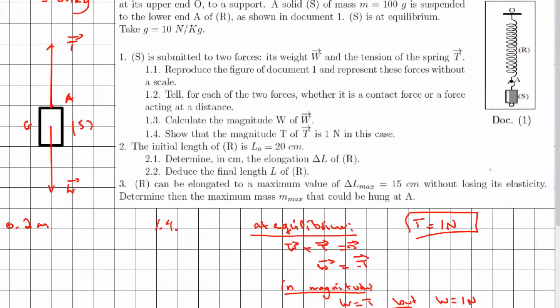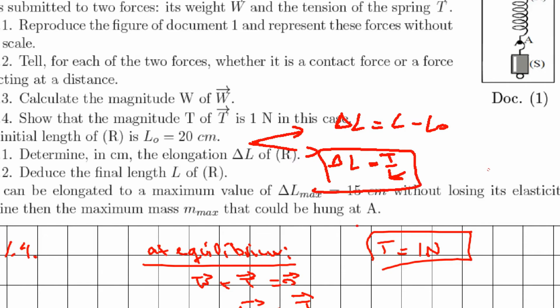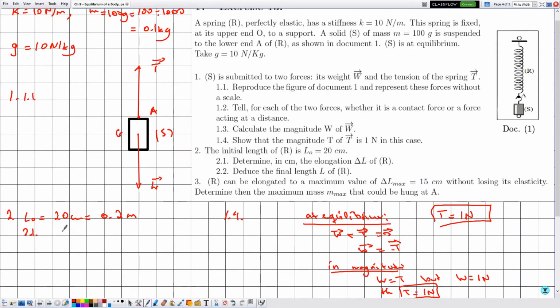Delta L can always be determined using two methods: either delta L is equal to the final length minus the initial length, or using Hooke's law, which is delta L equal to T over K. We don't know the final length, so we need to refer to this formula because we know T and K, and this is done by using Hooke's law. Apply Hooke's law, then T is equal to K delta L.